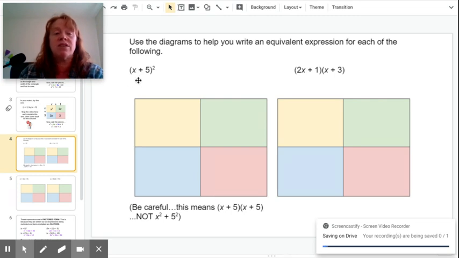You're going to see those. It's not x squared plus 5 squared. It's not x squared plus 25. It means multiplying by itself, x plus 5 times x plus 5. So please make sure you're paying attention to that. So you can do x plus 5 times x plus 5.